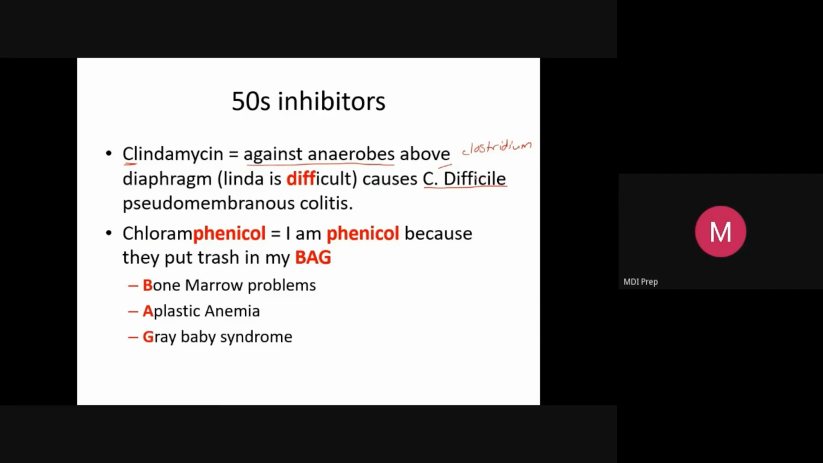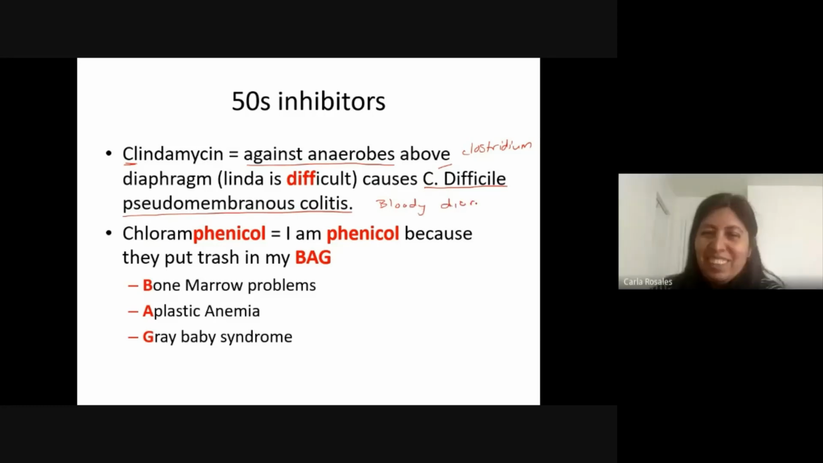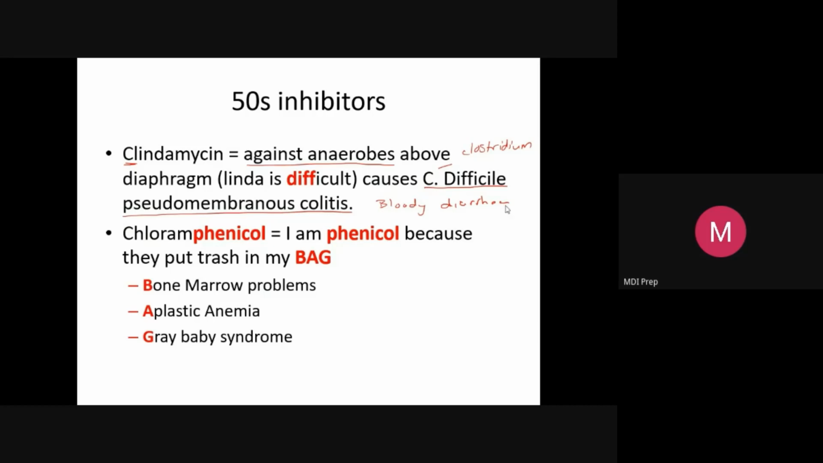So clindamycin can cause someone to develop Clostridium difficile, which basically would lead to pseudomembranous colitis. That is important, which basically looks like a bloody diarrhea. That is one they love to ask about. So clindamycin, you understand that?